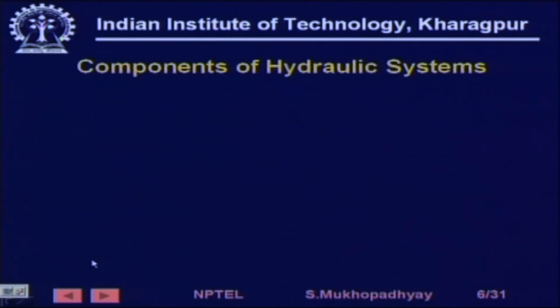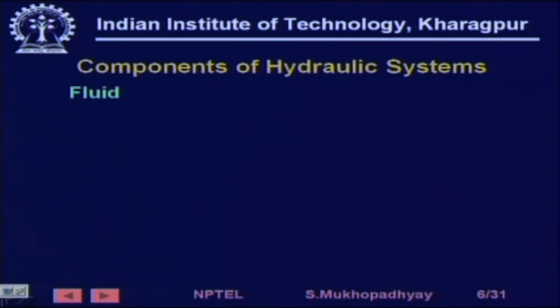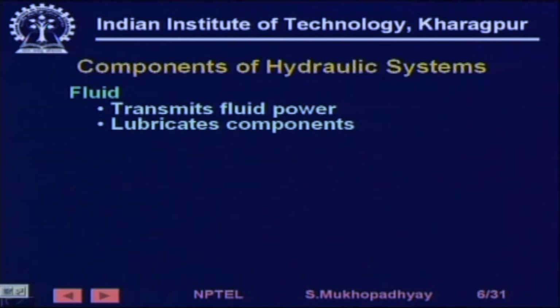Having understood this, for the better part of this course, we are going to look at the components. So let's start looking at the components. The first component that comes to mind is the fluid. The fluid itself transmits the power or the pressure. You input the power, and that power travels through the fluid, which is incompressible, and delivers the power in a different form. So, the fluid power in terms of pressure and flow gets converted to mechanical power.